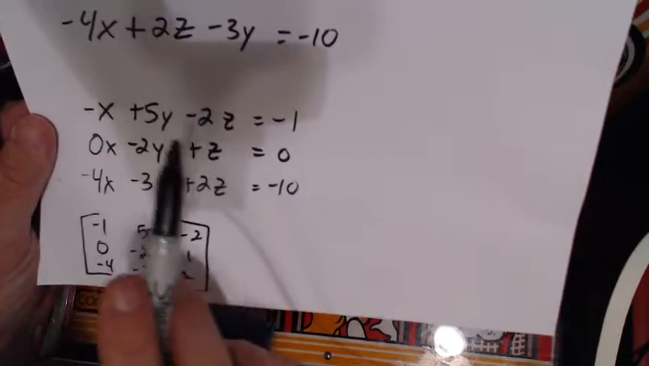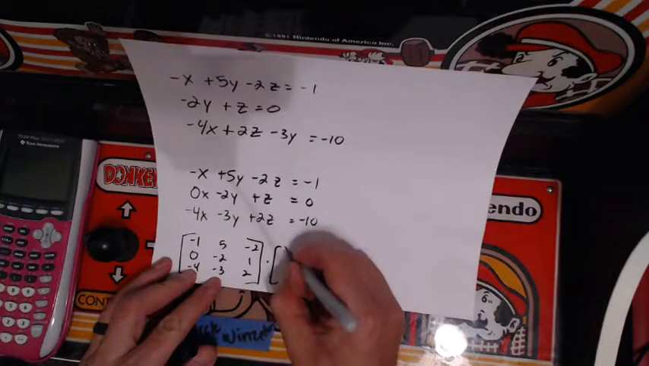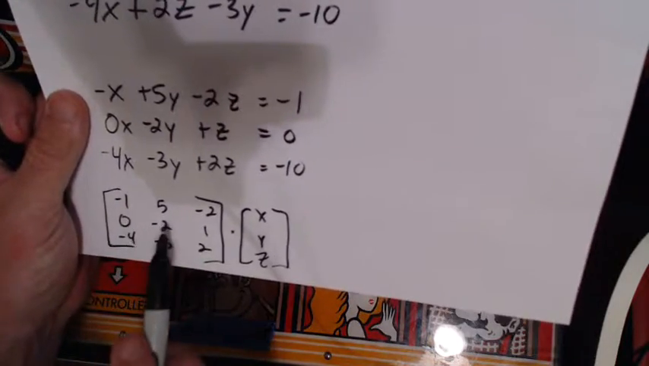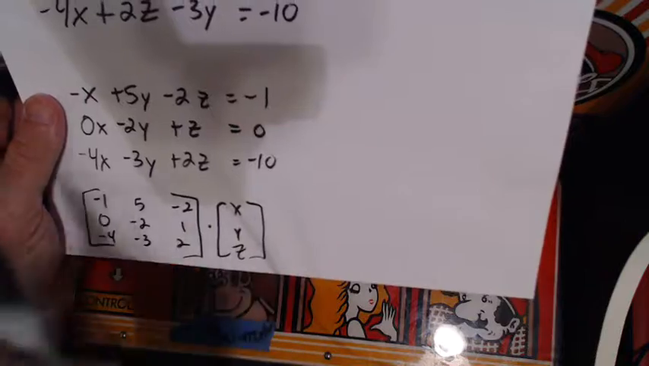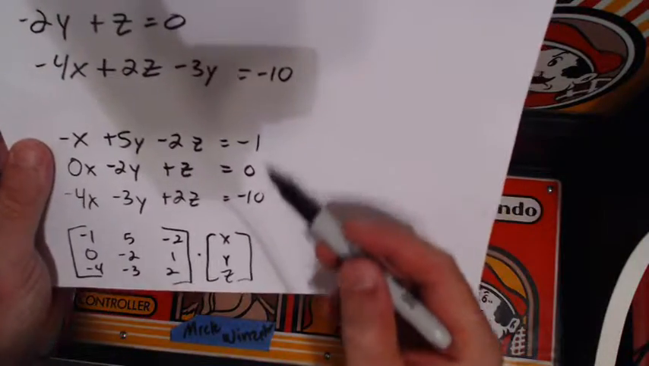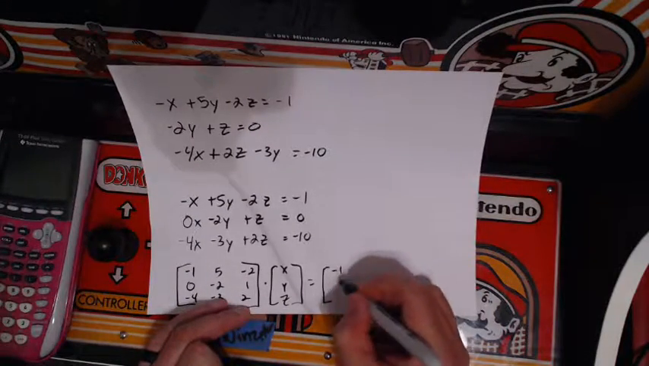Now look at the order x, y, z. I'm going to put x, y, z right here, right? So a 3 by 3 times a 3 by 1 equals a 3 by 1. That's right. So guess what 3 by 1 we're going to use? We're going to use these numbers here. So watch this. Negative 1, 0, 10.